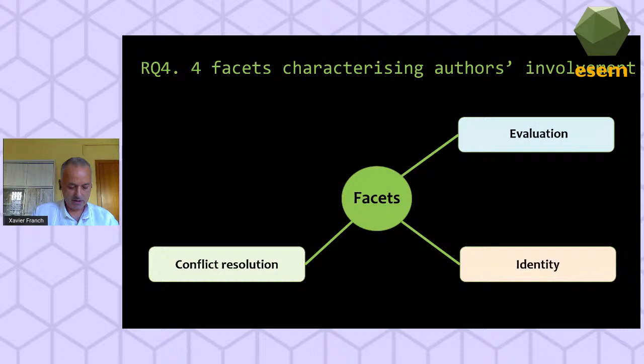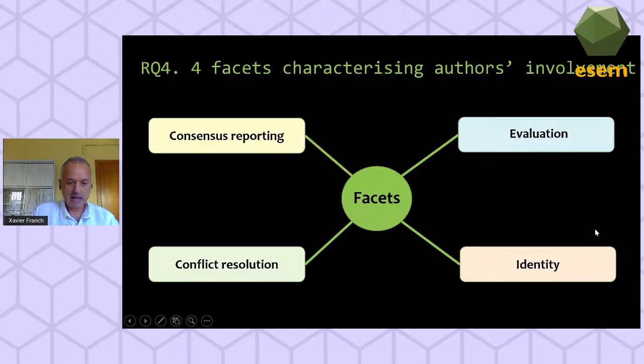Third, the way in which conflicts were resolved. Consensus seeking was the most popular, but we also found voting and some other intermediate solutions. And last, the way in which the consensus is reported. It's necessary to remark that this aspect was often neglected in the tertiary studies, and there was no clear evidence on how the consensus was effectively conducted in the study.